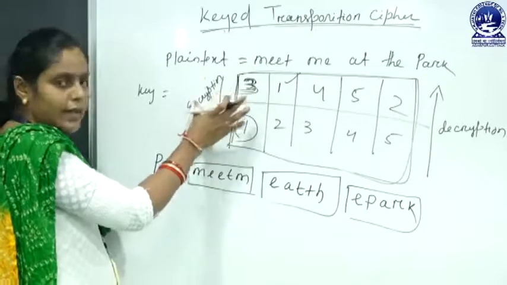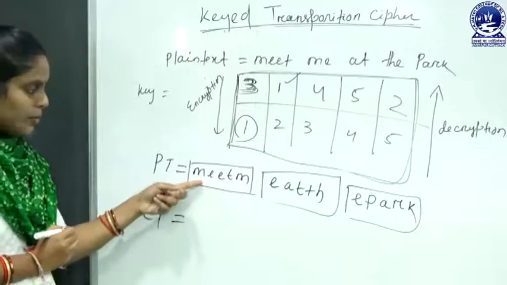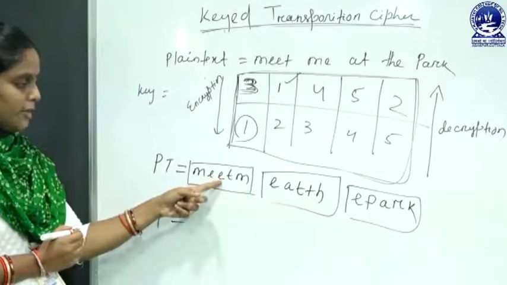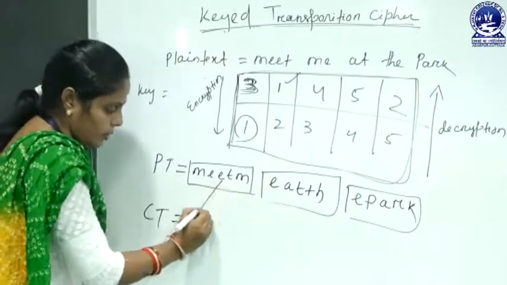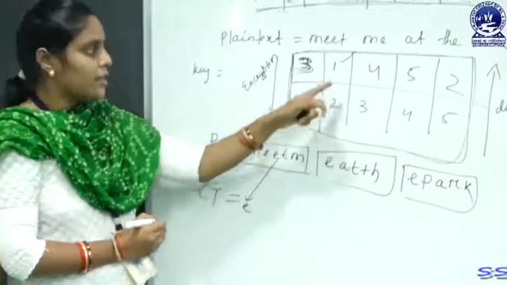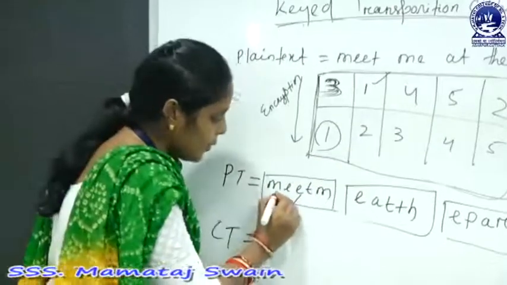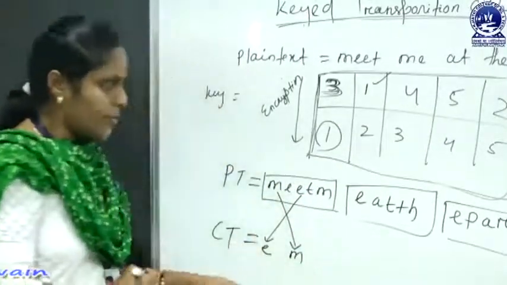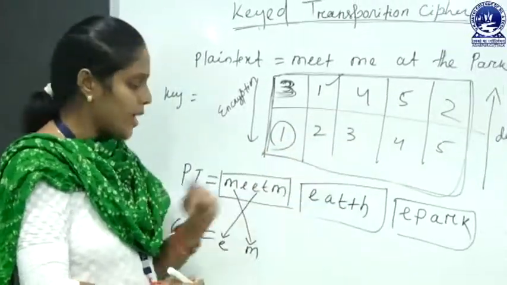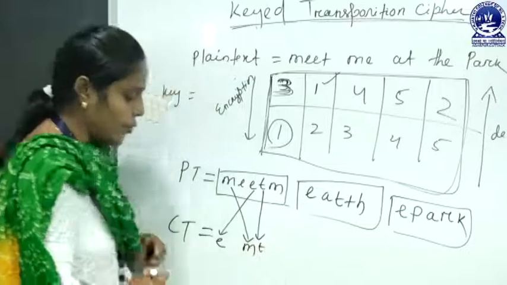That means now applying this key, in the first block the third character is E. This third character of our plain text becomes the first character, so the first character of our ciphertext is E. Then next the first character of plain text becomes the second character of our ciphertext, that means this M is the second character. Next the fourth character of our plain text becomes the third character of our ciphertext, that means here the T becomes the third character.